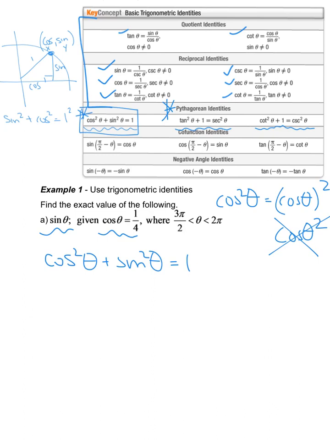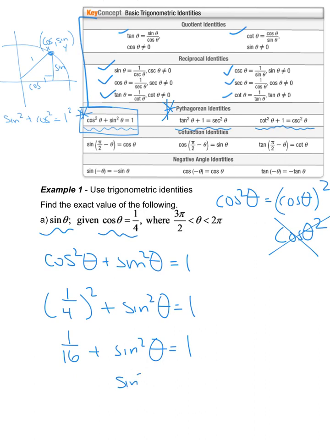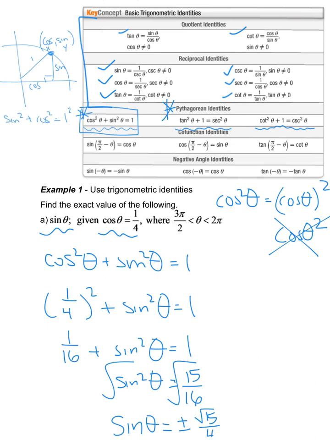So we're just going to start the problem here. We are told that our cosine value is 1/4, so we're going to square 1/4. We have sine squared. 1/4 squared is 1 over 16, which means sine squared must be, if I subtract 1/16 from 1, 15 over 16. When you square root both sides, you wind up with the sine of theta equals plus or minus square root of 15 over 4.